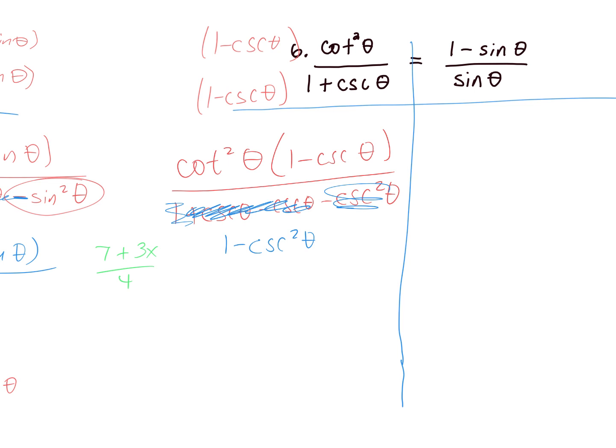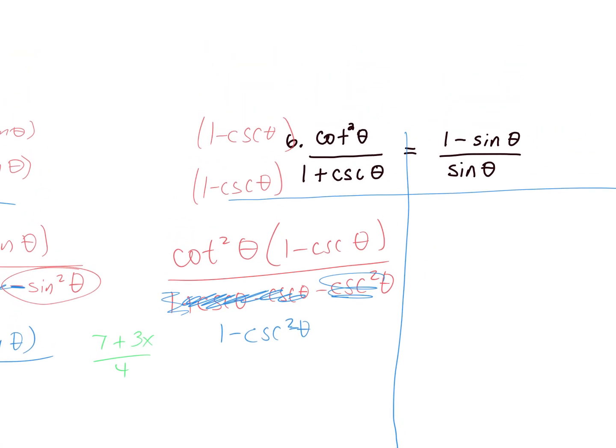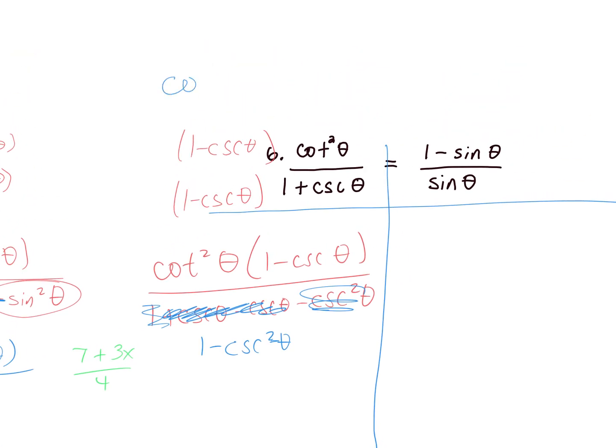All right, where should we look? I have 1 minus something, and it's squared. Where should my eyes go? To the chart. To which part of the chart? The Pythagorean identities. Is there a Pythagorean identity that involves cosecant squared and a 1? Yes. What is it? Cotangent squared equals what? Cosecant squared minus 1.